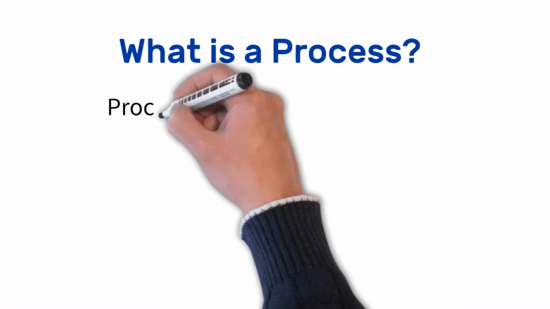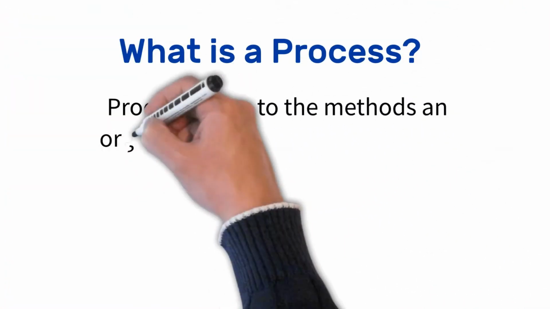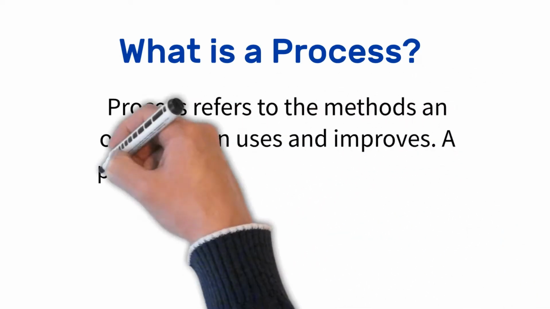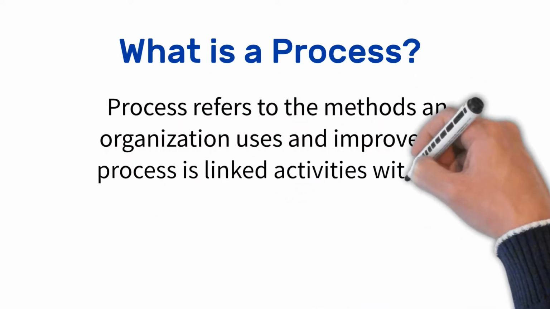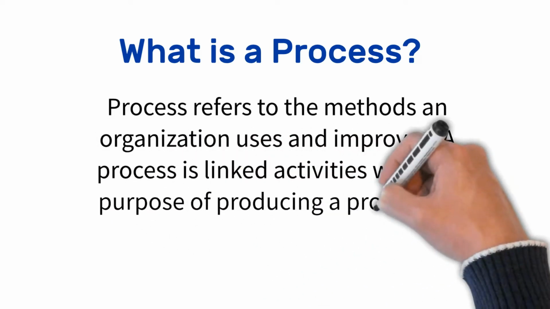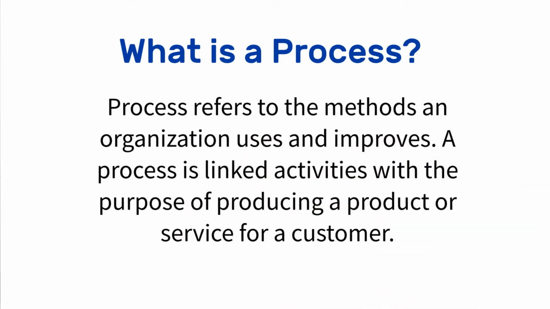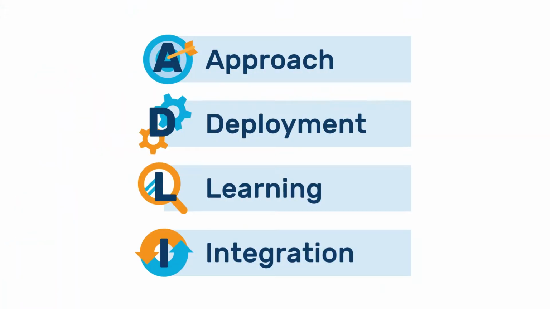A process refers to the methods an organization uses and improves. A process is linked activities with the purpose of producing a product or service for a customer. In other words, a process is the step-by-step work that allows an organization to deliver products or services that satisfy their customers' requirements. The four factors used to evaluate process are approach, deployment, learning, and integration.